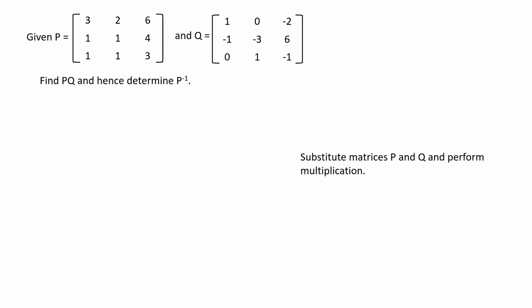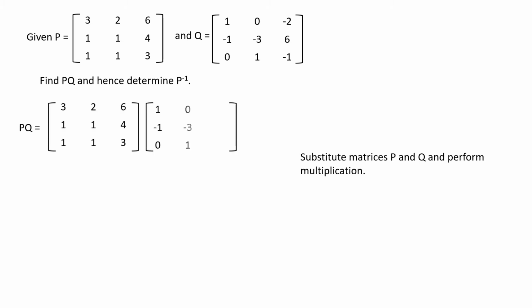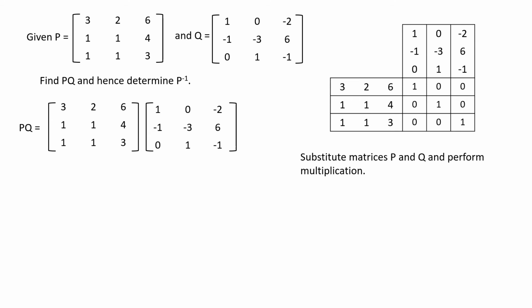First of all, we have to substitute the matrices P and Q and perform the multiplication. Substitute the matrices P and Q and perform multiplication, and next we will get the answer, which equals 1 0 0 0 1 0 0 0 1, which is an identity matrix. Next, we have to determine the inverse matrix of P.